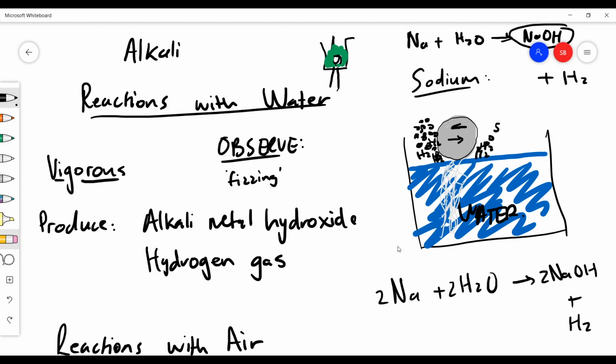And then if you had to take universal indicator paper, which is generally this strip of paper, and you touched it against this water, this paper would then turn, you guessed it, what color? It would turn a bluish, even a darker purplish color, proving that the pH is very high, proving that sodium does make an alkali as one of the products. Okay, so that's the reactions with water, and this happens obviously for all the other alkali metals.